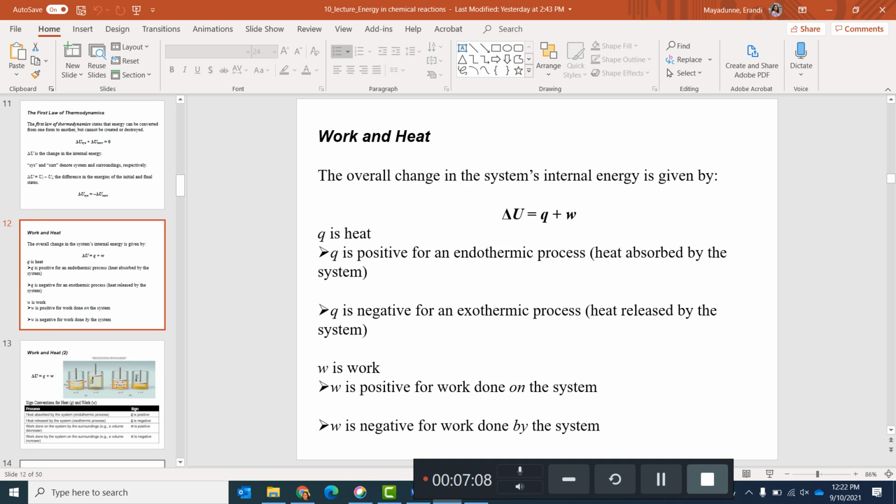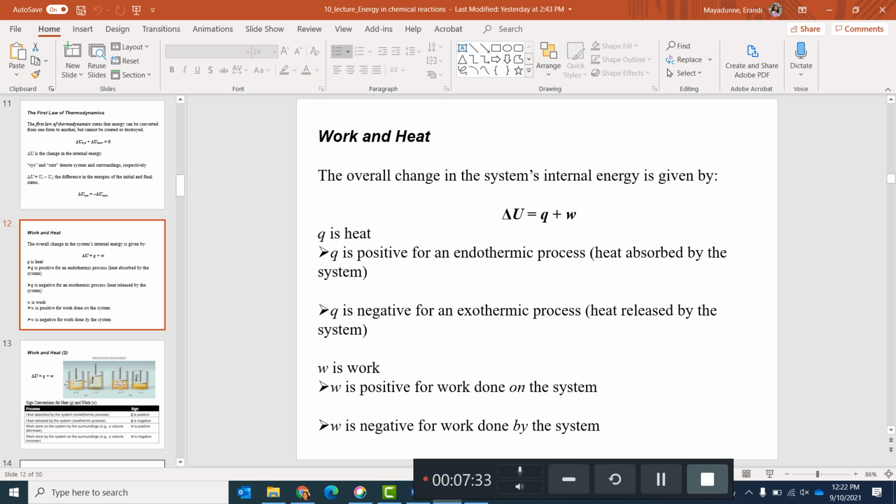And then we learn another word, which is work and heat. The overall change in the system's internal energy. Now we talk about the system. I want you to think about a water bottle. It's a closed water bottle, and that's our system. So the delta U, the internal energy of the system, equals Q plus W.